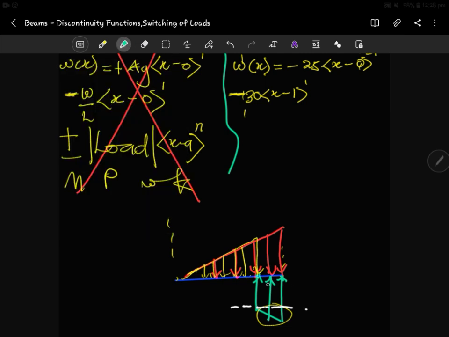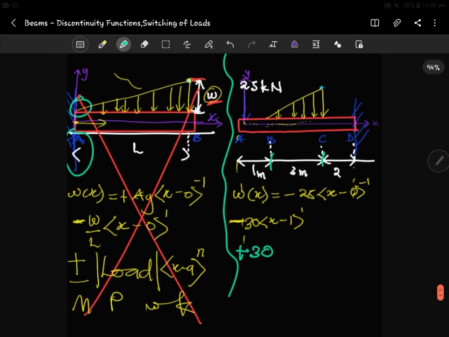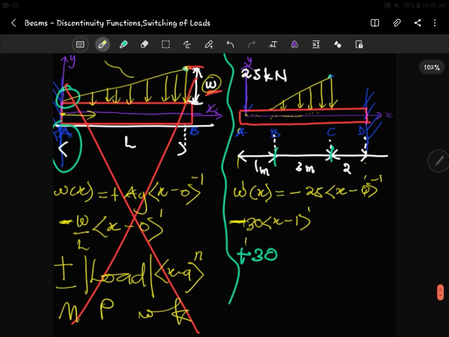The first part is, let's write the uniform distributed first. It's acting up, so that's a plus. The magnitude is just 30, right? And then there's something we missed. If you notice from the first one, we did W magnitude acting on the whole length, which is a slope. If you are doing the same for this particular one, the 30 is acting on a specific portion, which is 3, right? So that's how it should be.